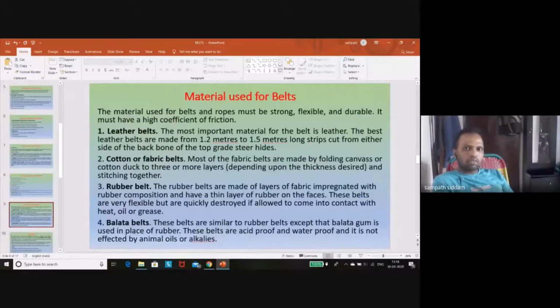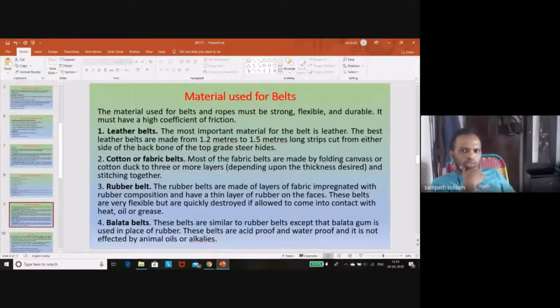Next, moving on to another one. After this, the materials which are used for the belts. Coming to the materials, you have leather belts, cotton, fabric, or rubber belts, or balata belts. In most cases, the belts which we generally use are balata belts. Sometimes a question is asked in your exam about the materials used for the belts, so I have listed the materials used and the types of belts which we have.